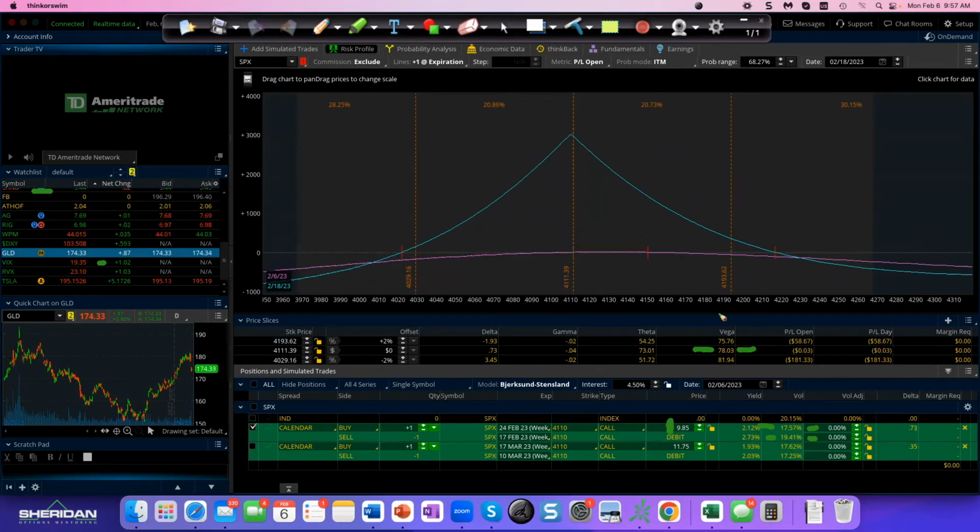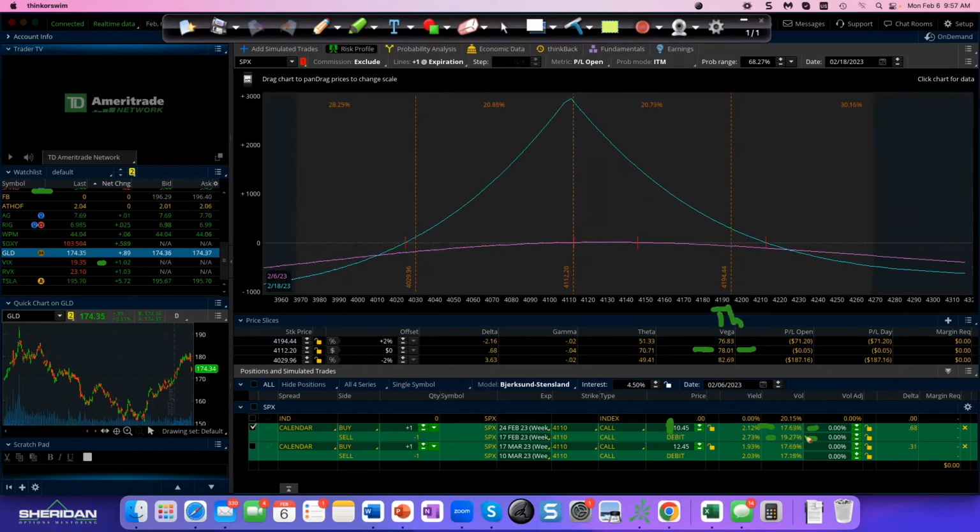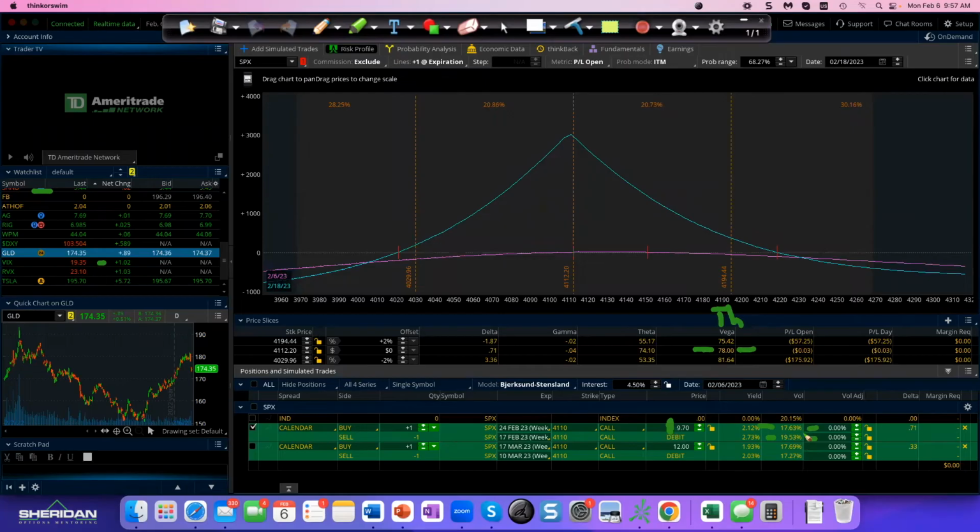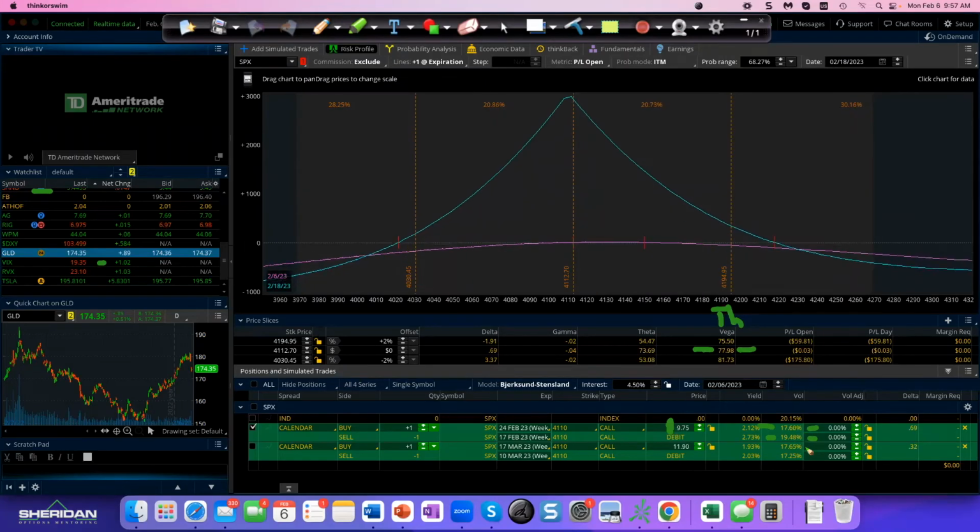This is a theoretical number, right? In reality, do the vols go up? Does the long and the short each go up a point? No, it doesn't work that way. One could go up 20 cents, the other could go up $1.